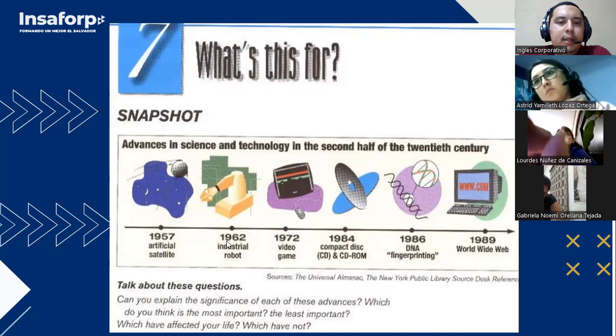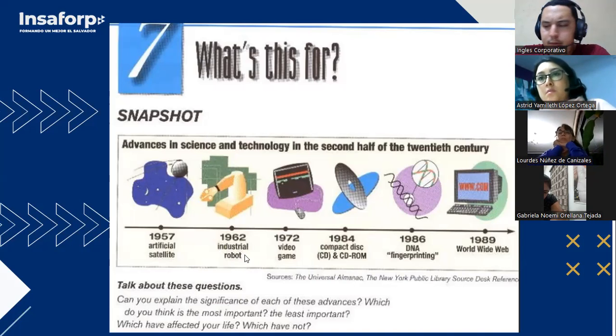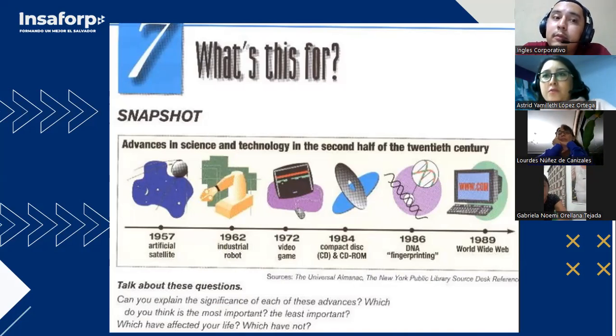And what about 1962? Industrial robots. Where are those robots used? In which industry are the robots focused? What can we create with industrial robots? Can we create cars? What else? Cars. Also in the food factories. Oh yeah, industrial robots also help us in the food factories, and in assembling, like I mentioned, assembling cars, painting, welding.